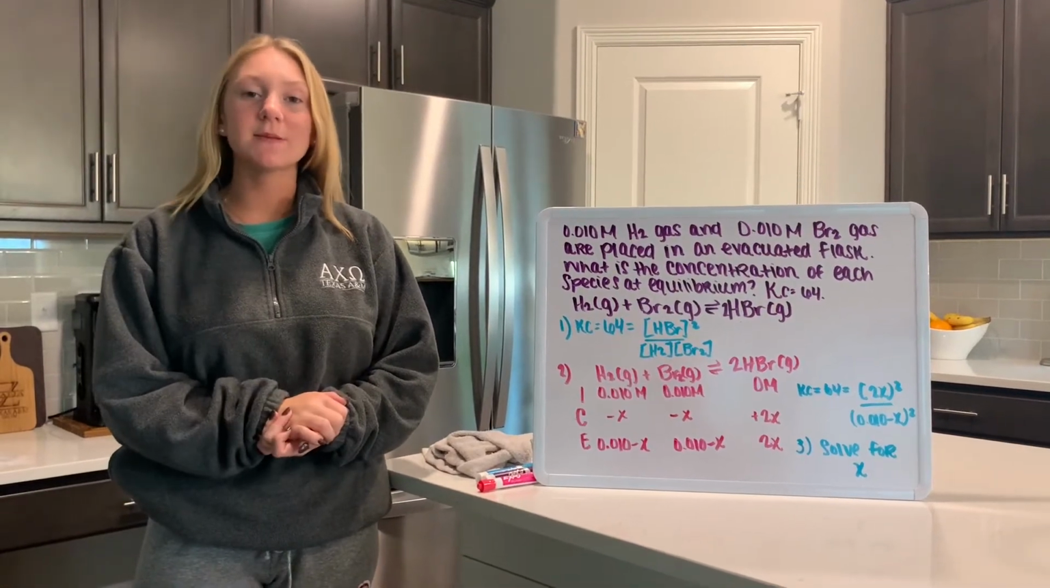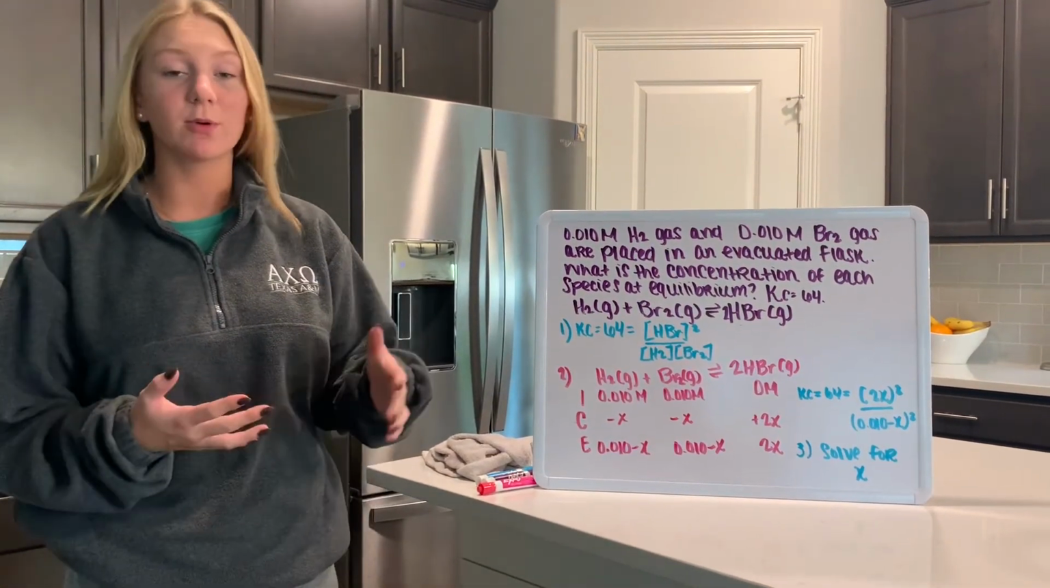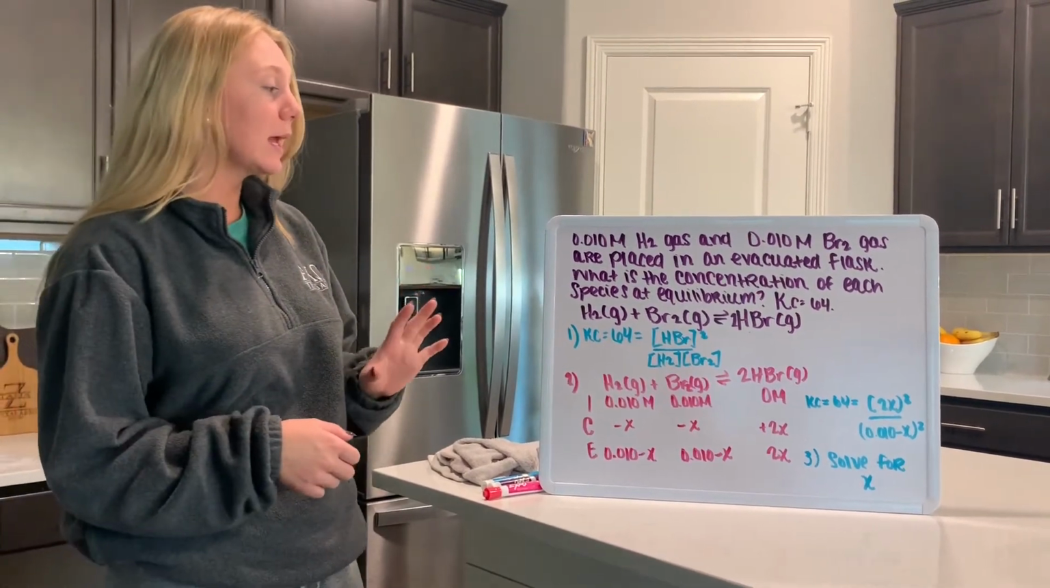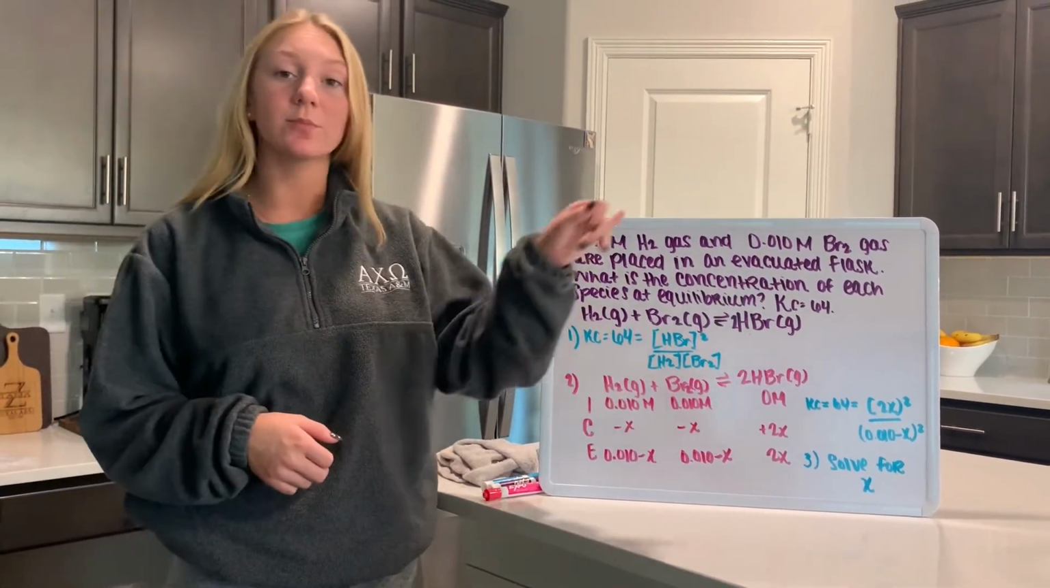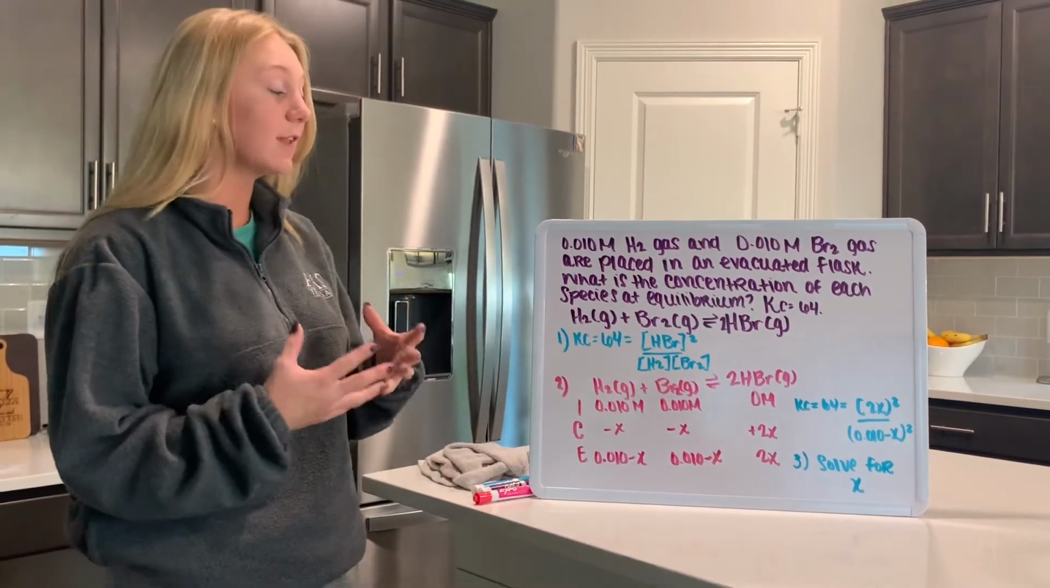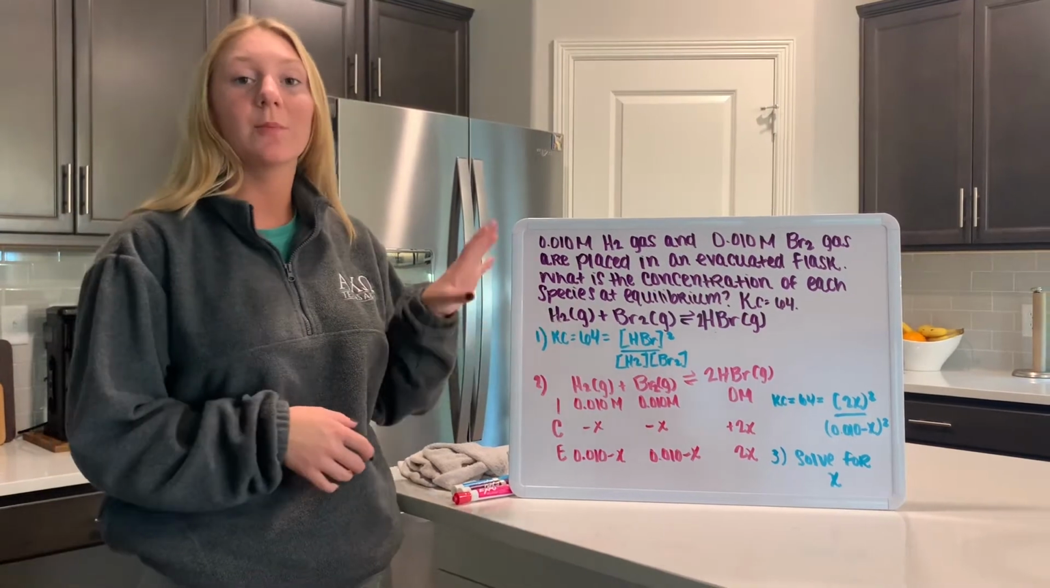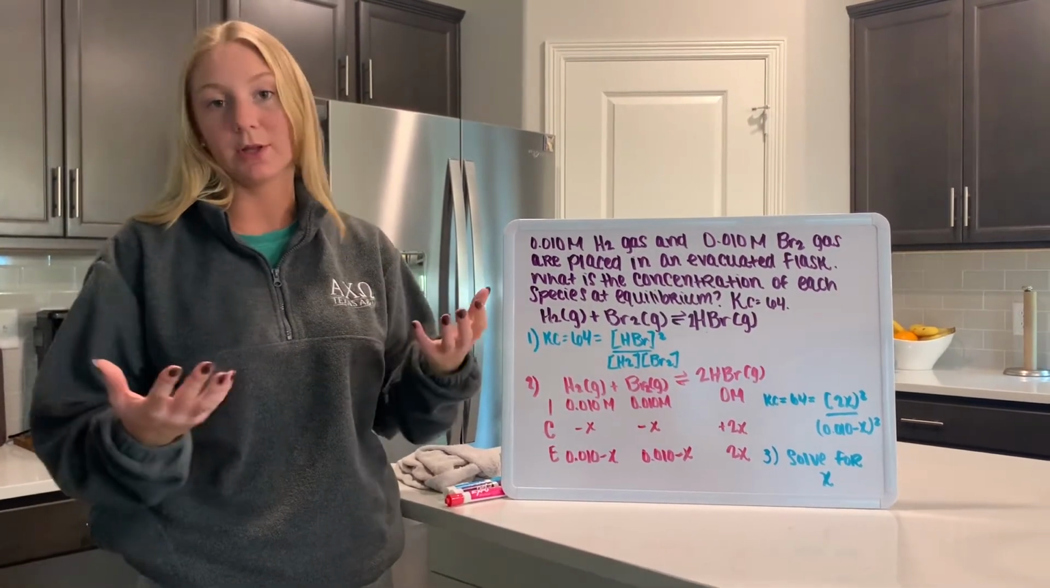Howdy, I am going to be demonstrating the topic of equilibrium by solving an equilibrium equation. What we're going to be doing is, given hydrogen gas and bromine gas in a flask, we want to find the concentration of each species present in that flask at equilibrium.